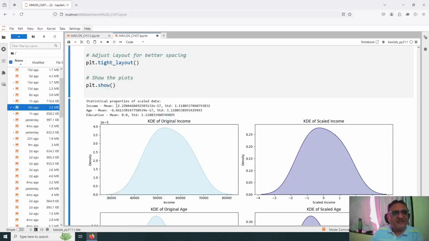So yes, this is that case. You can see that the mean is 2.2 into 10 raised to minus 17, that is 0.00016 zeros and then 222. Then the standard deviation is nearly 1. Here also the mean is 6.66 into 10 raised to minus 17, that means 0.016 zeros and then 661. The standard deviation is 1, and here the mean is 0 and the standard deviation is again 1.